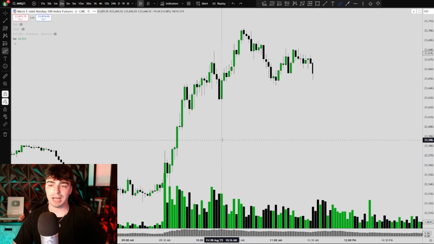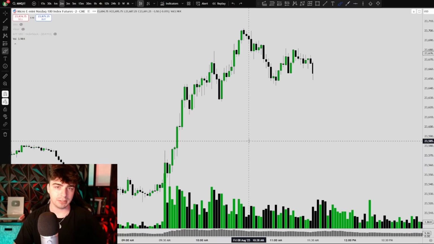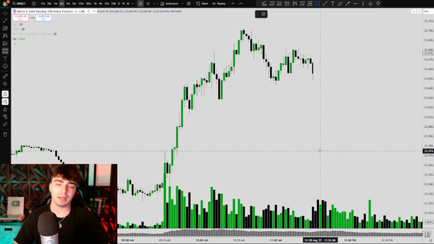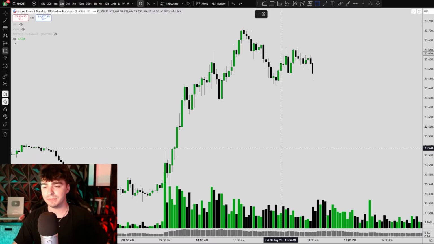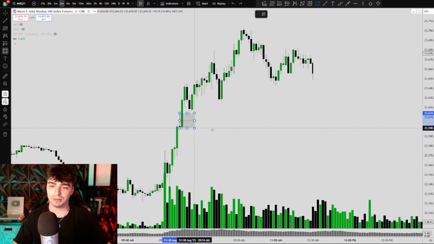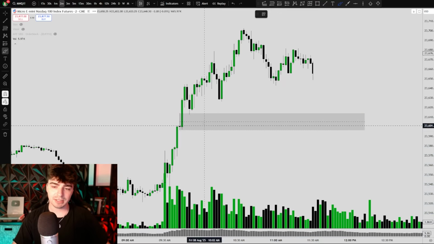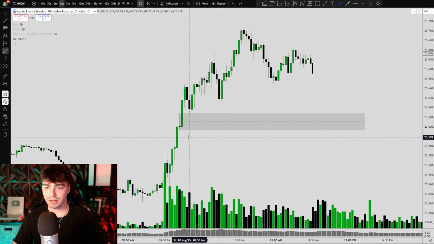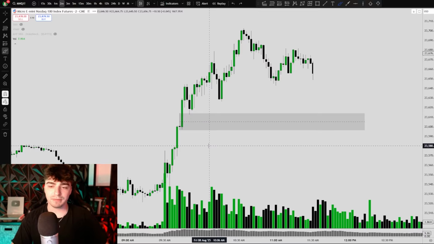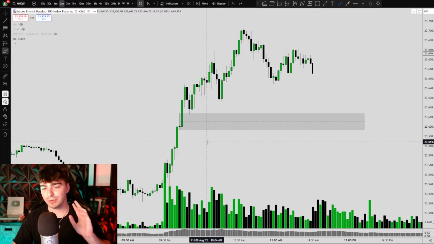So how do we actually identify an area of supply and demand? In this example, we are going to look at an area of demand. And the area of demand is going to be right over here. Now, why is this specifically an area of demand? Well, supply and demand, more specifically, is going to be a two-candle pattern.